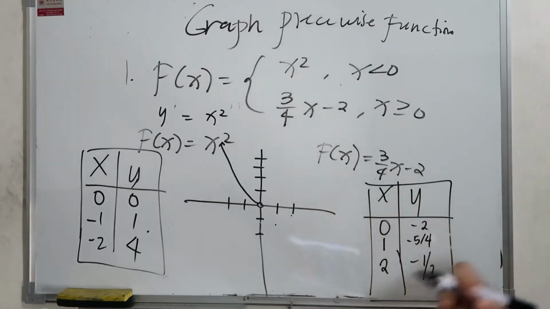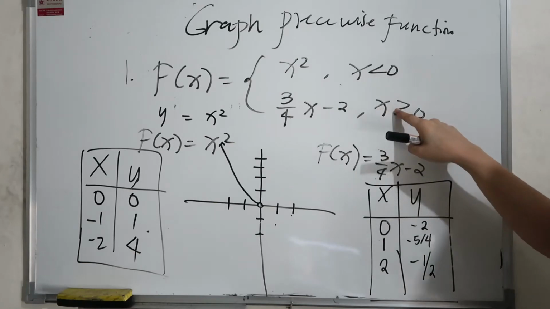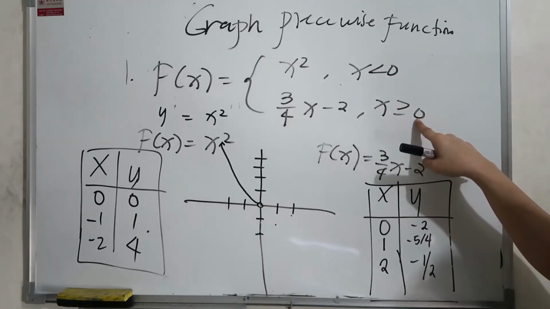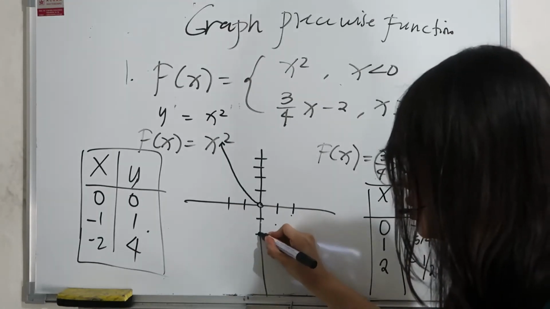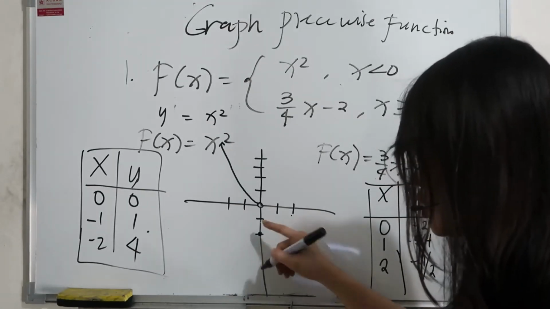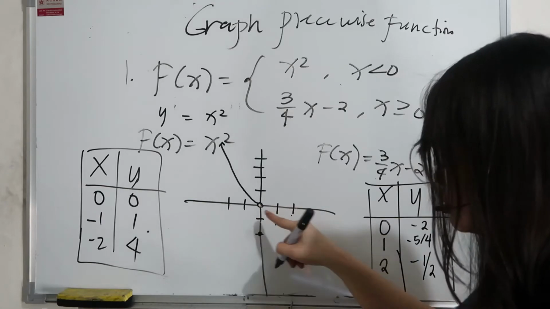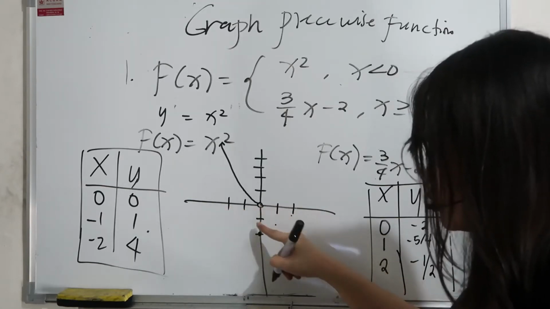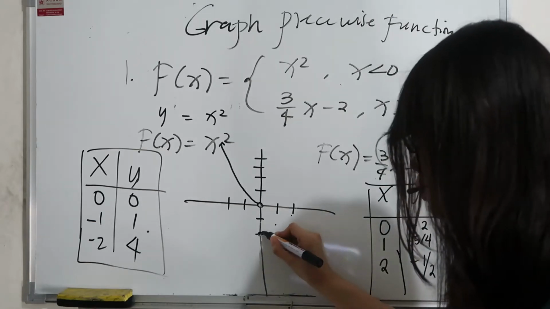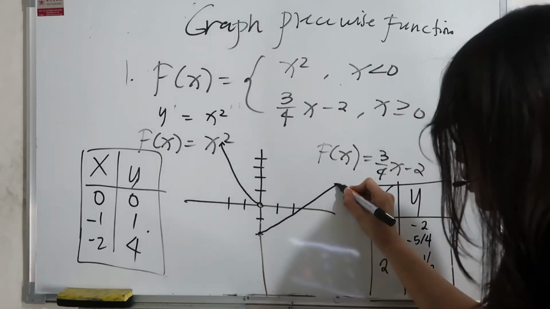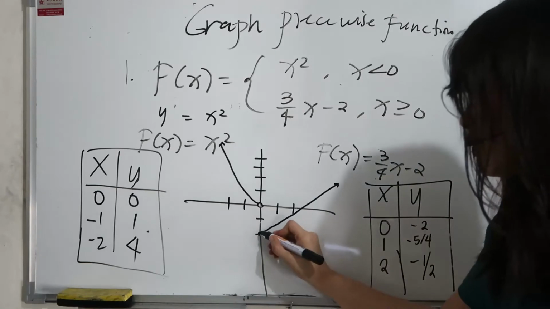Going back to the condition, x must be greater than or equal to 0. So meaning 0 is included. So we need to draw a shaded circle here, because this is your 0. We need to include 0. And then you connect the points. So that's the graph of the second function.